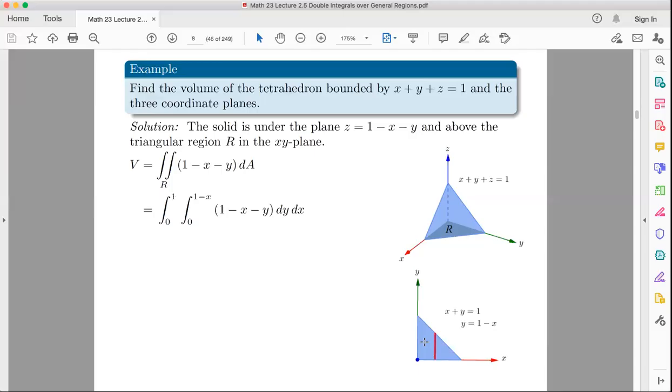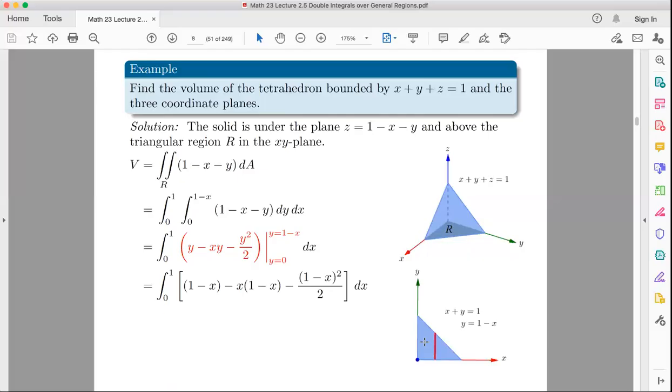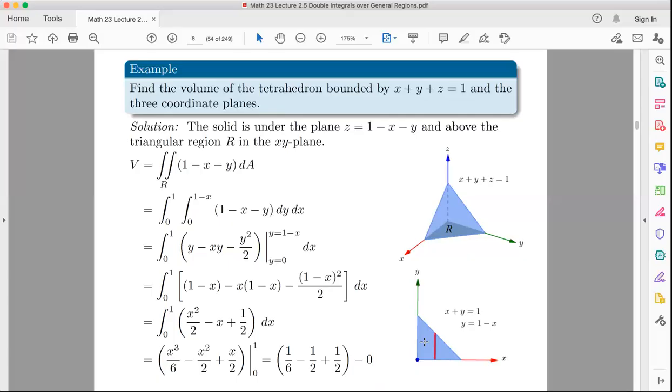So this is our double iterated integral, and we evaluate the inner integral with respect to y from 0 to 1 minus x. Evaluating that, we simplify, and then we integrate with respect to x, evaluated from 0 to 1. And the answer here is 1 over 6. So the volume of the tetrahedron is 1 over 6 cubic units.